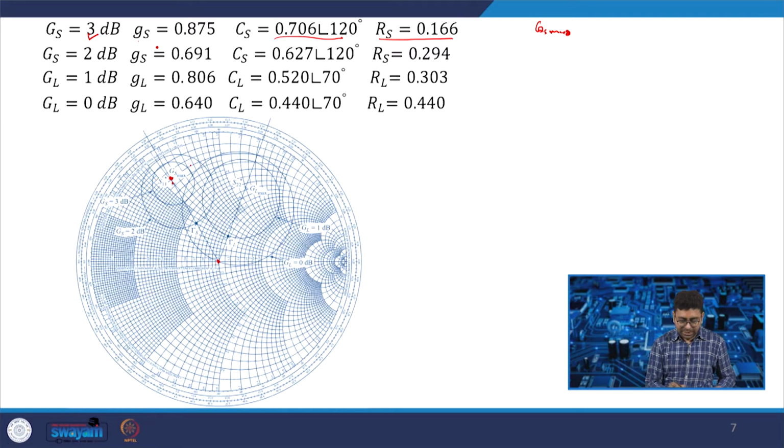You can plot the GS equal to 3 dB circle. Similarly, you can also plot a GS equal to 2 dB circle, where you already know GS max, your small GS normalized gain is 0.691, you will have a CS of 0.627 at an angle of 120, and RS is given by 0.294.